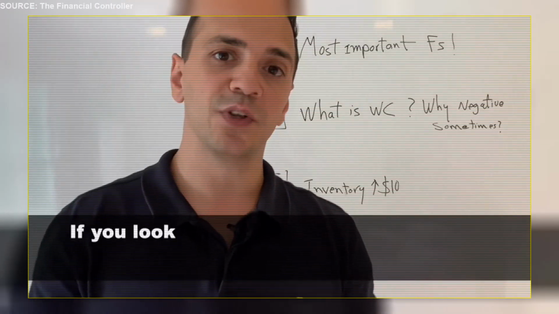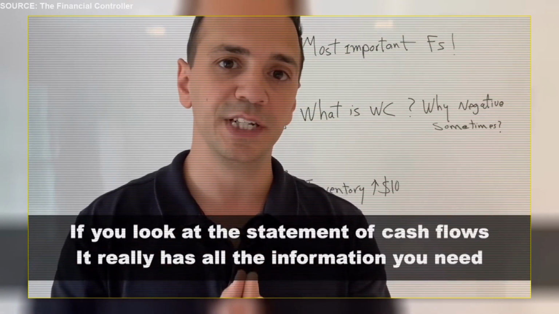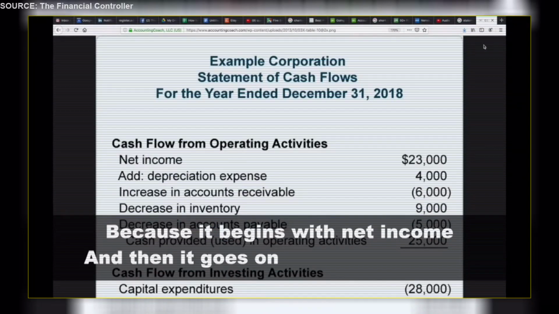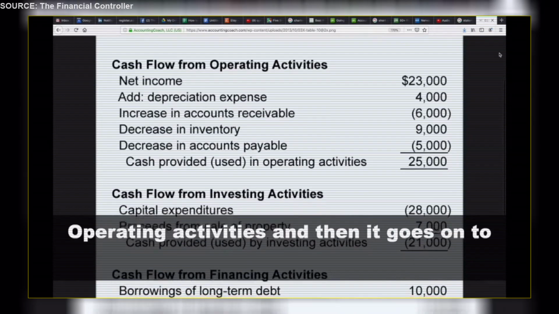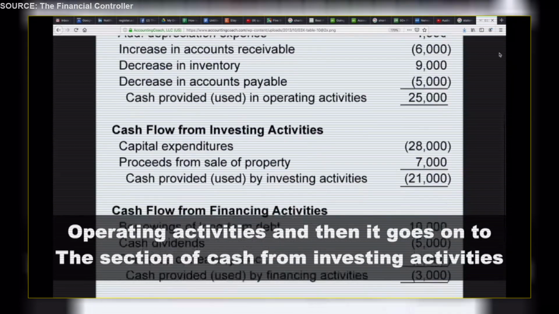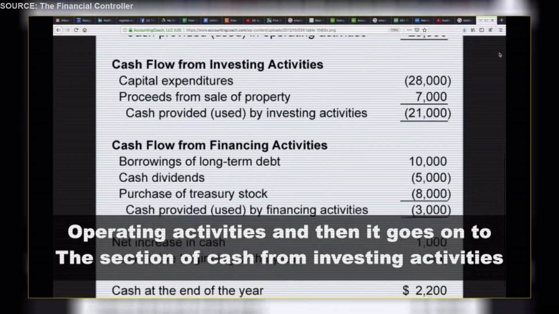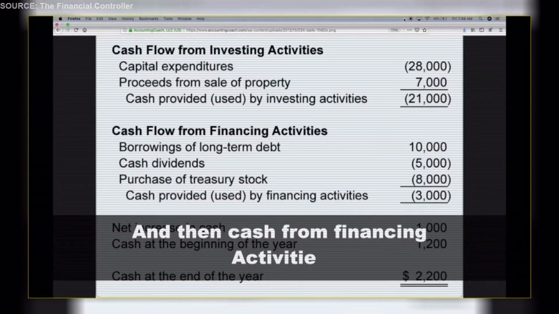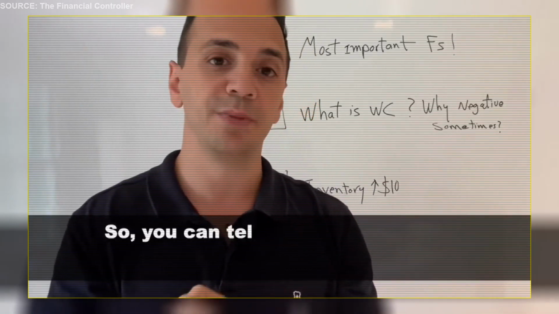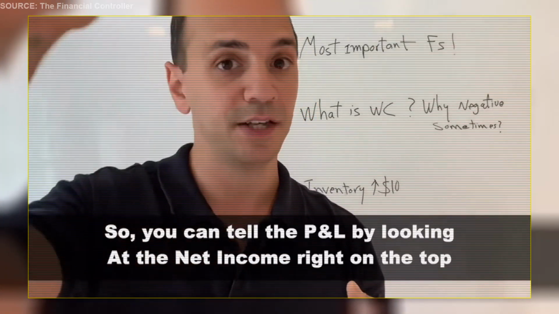If you look at the statement of cash flows, it really has all the information you need because it begins with net income, and then it goes on to detail cash from operating activities, and then the section of cash from investing activities, and then cash from financing activities. So you can tell the P&L by looking at the net income right on top.